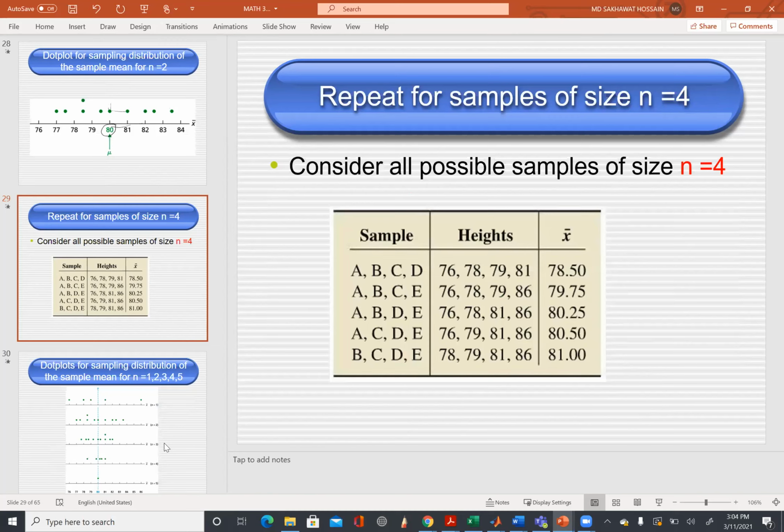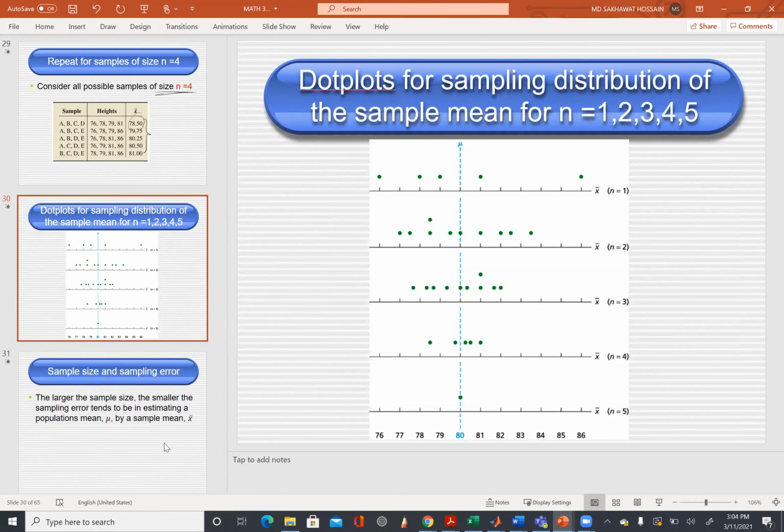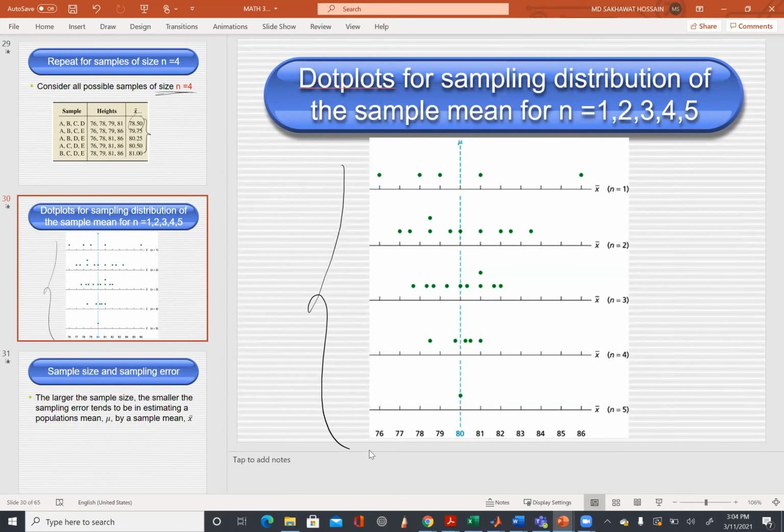Here we constructed the sampling distribution for size n equals 4. n equals 4 means we'll select 4 players this time and calculate the sample mean, and this will also follow a distribution, which is also a sampling distribution. Now you can see here the sampling distribution for different sizes of samples. Here you will find a very interesting thing. Here x bar with n equals 1 means this is the population distribution, the distribution for all individuals.